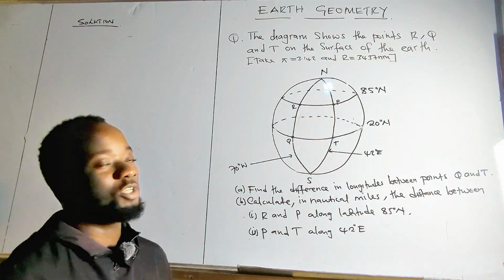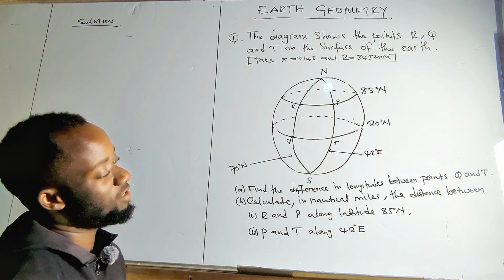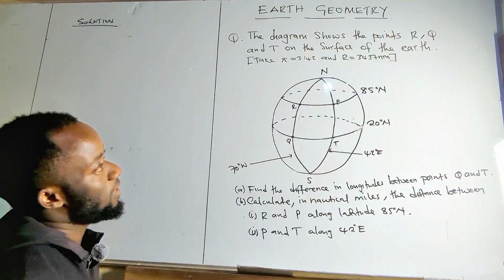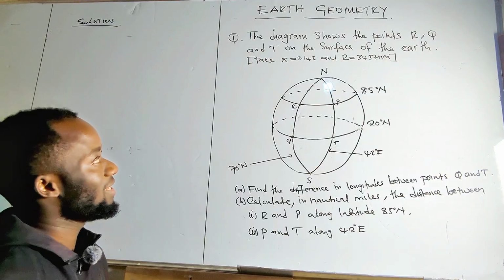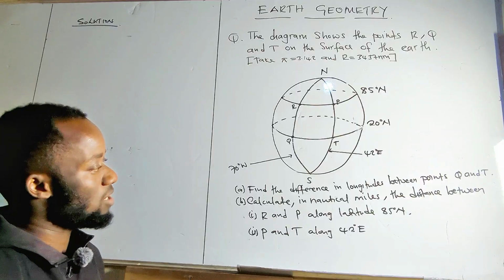So we're looking at some GCE mathematics. We're talking of some earth geometry here. So let's see how we can answer that kind of a question in an exam. The diagram shows the points R, Q, and T on the surface of the Earth. Take pi to be 3.142 and R to be 3437 nautical miles.